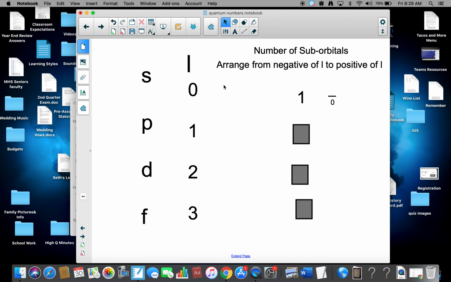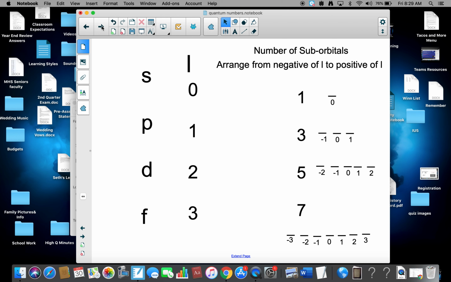Now, for P, we have 3. That means we have to have 3 rooms, negative L to positive L: negative 1, 0, and 1. D and F, of course, are 5 and 7, so they look like that. So let's look at a problem.